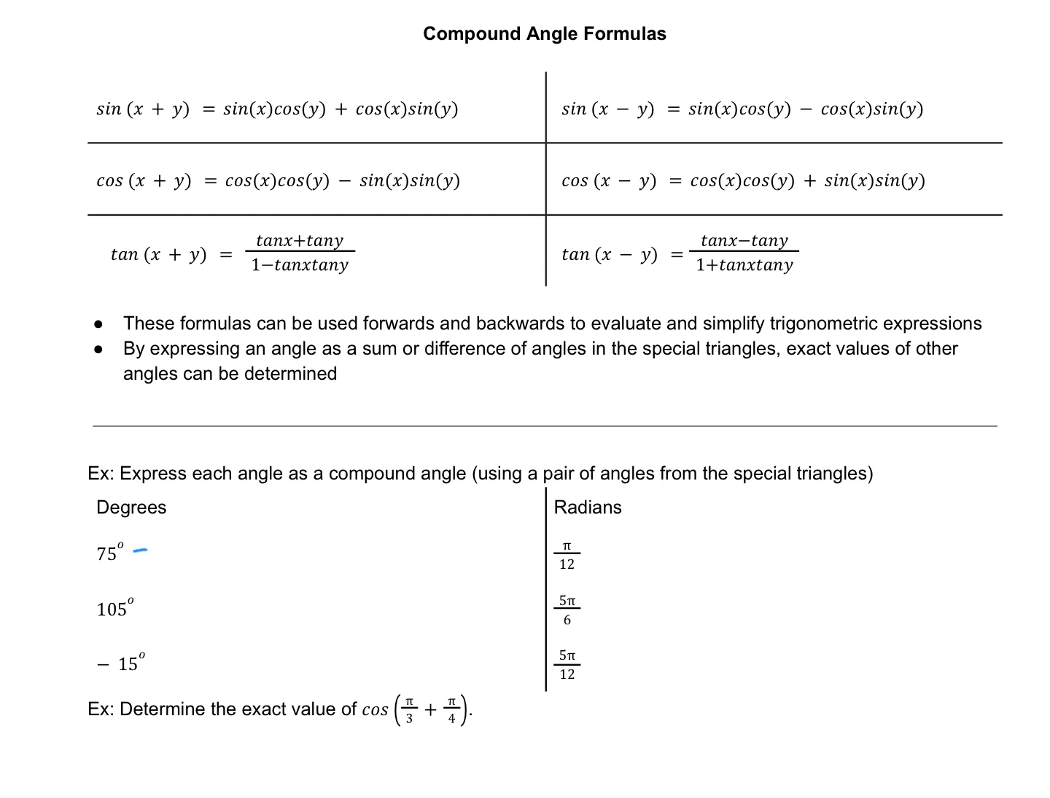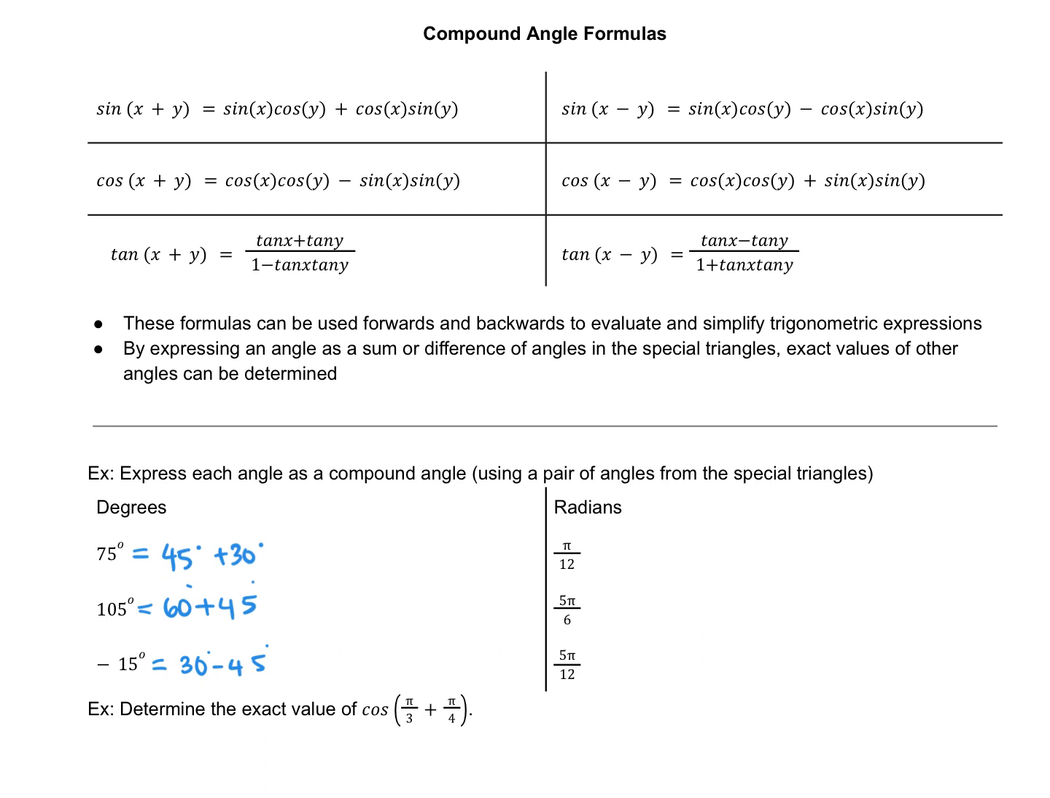So for 75 degrees, 45 plus 30 degrees is what pops into my mind. Next we have 105. When I look at 105, I'm thinking of 60 and 45. Next we have negative 15. You have different options here, but I'm going to write 30 degrees minus 45 degrees. You could also do 45 degrees minus 60 degrees.